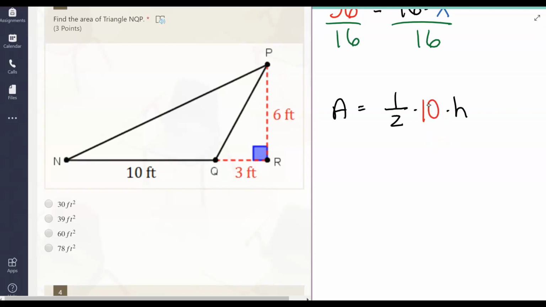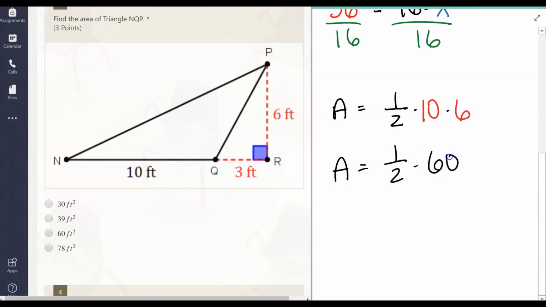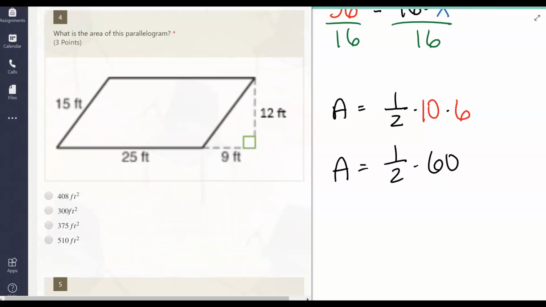And although that 6 is all the way out here, they could have labeled 6 around here and said that this triangle reaches 6 feet high from that base. That height is 6. So I have an area of 1/2 times 60, so that's an area of 30 feet squared. Next problem.